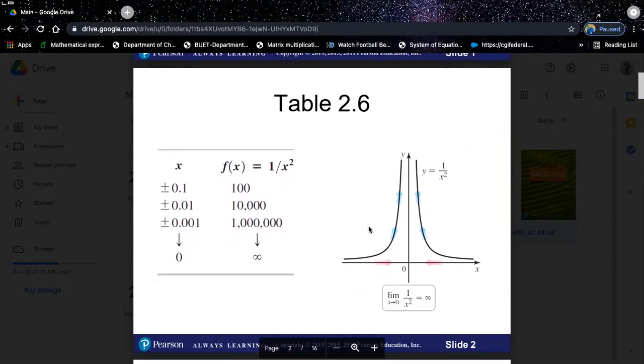So if you have a graphing tool and you try to draw 1 over x squared, you'll see the graph will look like this. Now, how does this take us to the idea of an infinite limit? Or what conclusions can we draw from this? Let's see that. So first of all, let's forget about the graph.